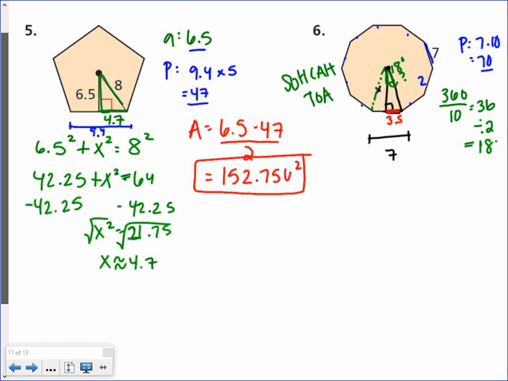You have opposite and adjacent. We don't have the hypotenuse here. That would be this length over here, which we don't know. Tangent uses opposite and adjacent. So we're going to set up the tangent of 18 degrees, which came from half the central angle, equals opposite over adjacent, 3.5 over x. And that's how we're going to solve for the apothem. Tangent of 18 is 0.3249.